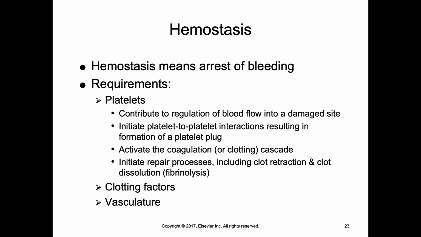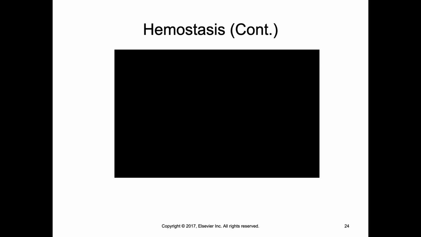The vasculature will constrict to reduce flow, and that promotes the clotting cascade as well as the platelets being trapped on damaged tissue and releasing factors that attract more platelets. And that's another example of a positive feedback loop, okay? So let's take a look at hemostasis.